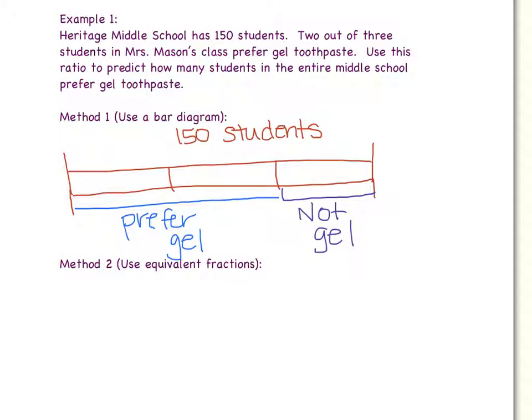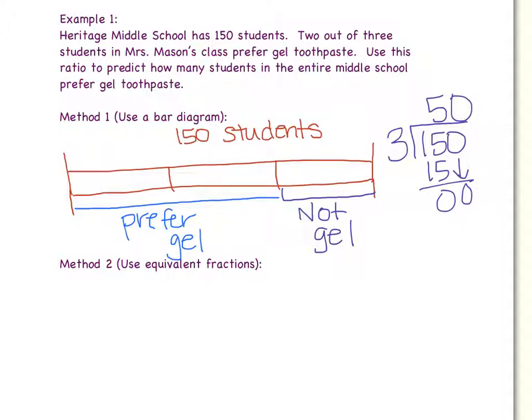All right, so what we need to do then is figure out how do we split this 150 students into 3 equal groups. So what I'm going to do is use division. We're going to see how many times does 3 go into 150. Well, we know that 3 goes into 15 5 times. 3 times 5 is 15. We can subtract, bring down our 0, and we get 50. So what that means is that each of these sections would have to be 50 students.